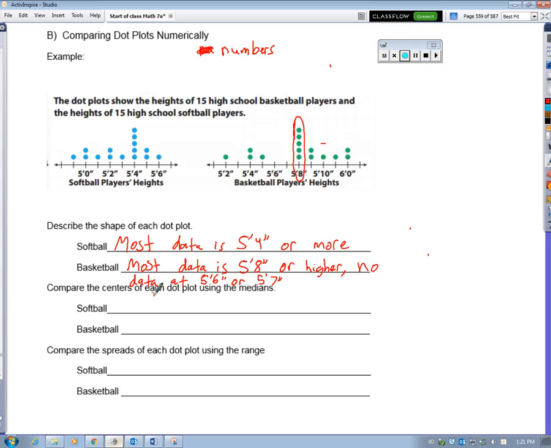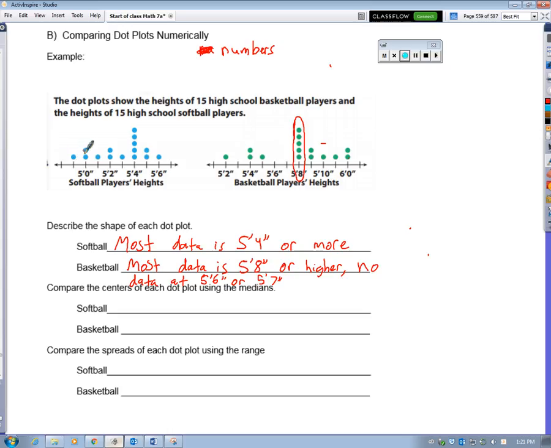Alright, comparing the centers of each dot plot using the medians. In the last one we just looked at the center, which is right here where most of our data points are, the mode basically. So we want to now calculate the median and see how that compares with the centers. Now I've already calculated the median for you, because it would take me a while to write down all these numbers and show you on this video, and we already talked about how to do the median. So when you are asked to find this on your work tomorrow or the next day in class, just calculate the median, same way we did before.